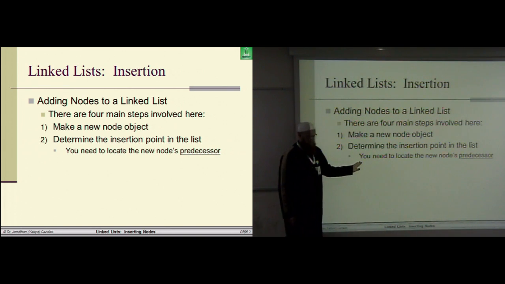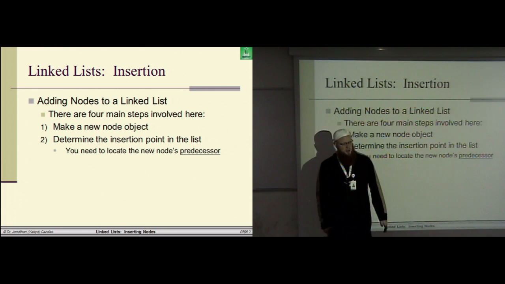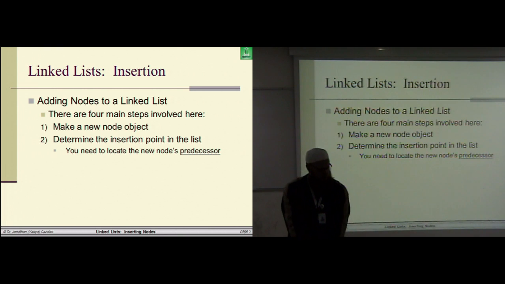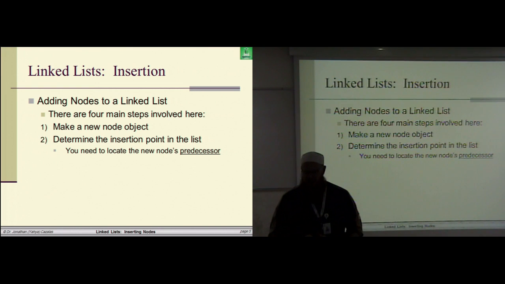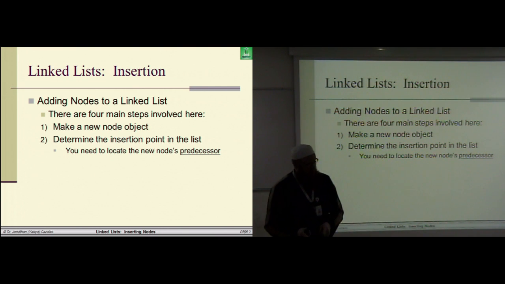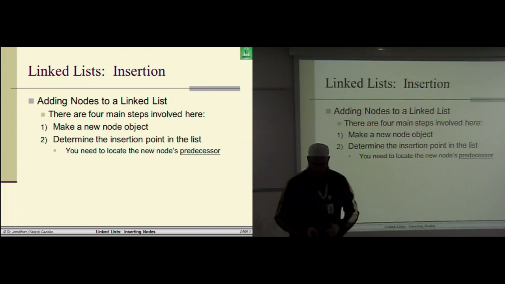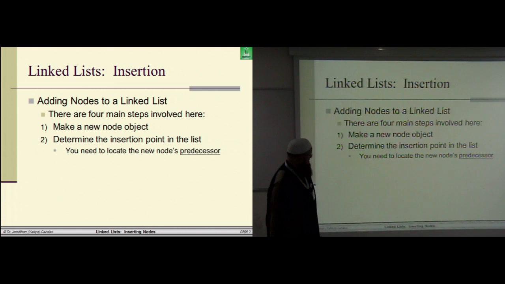So how do we do this? We need to locate the new node's predecessor. Who is the new node? Umar is the new node. In order to insert him into the list, we must find his predecessor. What is predecessor? It is the node that comes before him. Your predecessor is the one that comes before you. So we must find his predecessor. Okay? This is the first step.